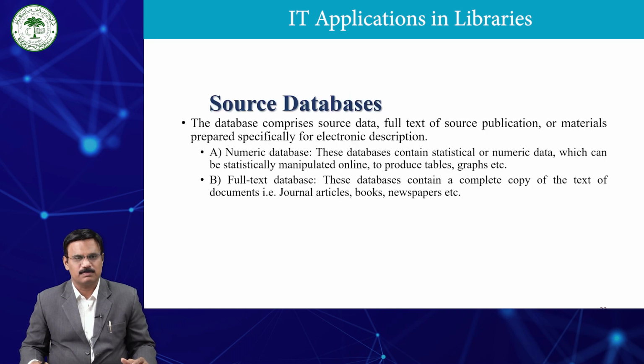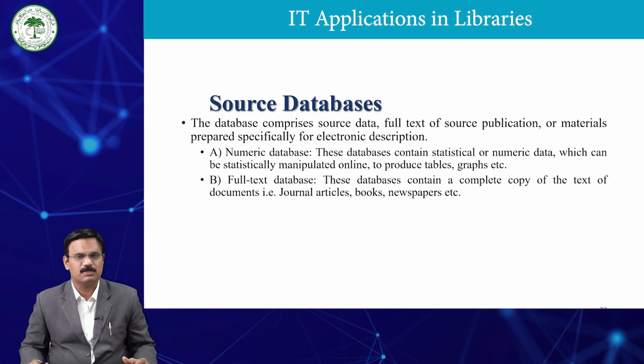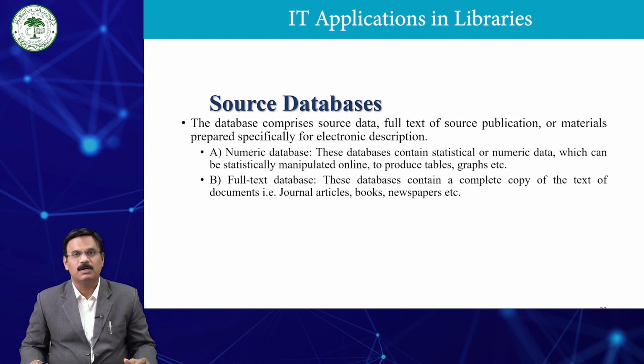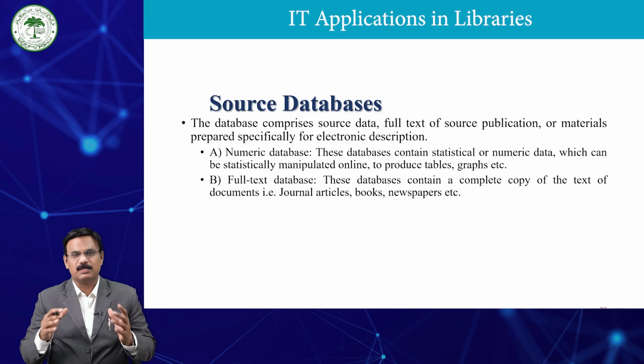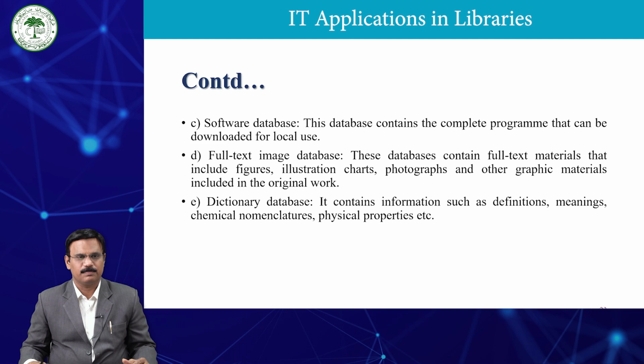Source databases comprise source data, full text of source publications, or materials prepared specially for electronic distribution. For example, a numeric database contains statistical or numeric data which can be statistically manipulated online to produce tables, graphs, etc. Full text database is another example of a source database. This database contains a complete copy of the text of documents, that is, journal articles, books or newspapers.